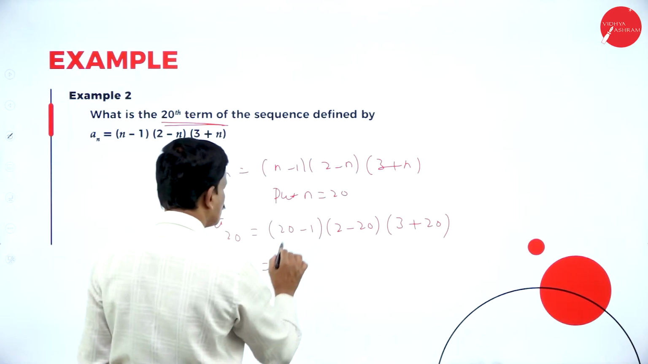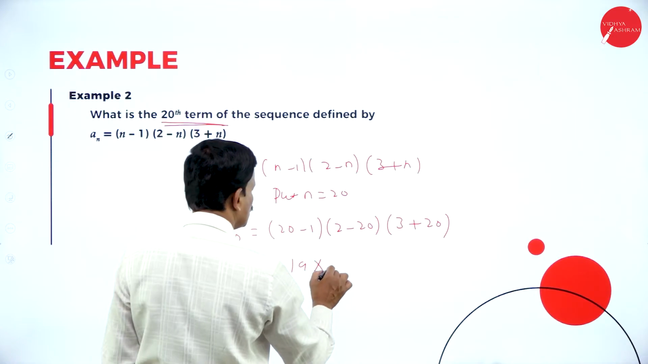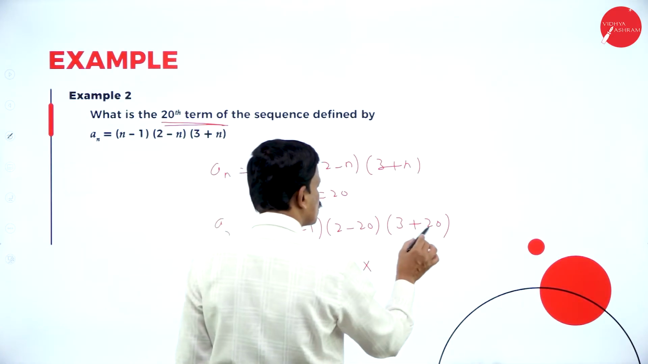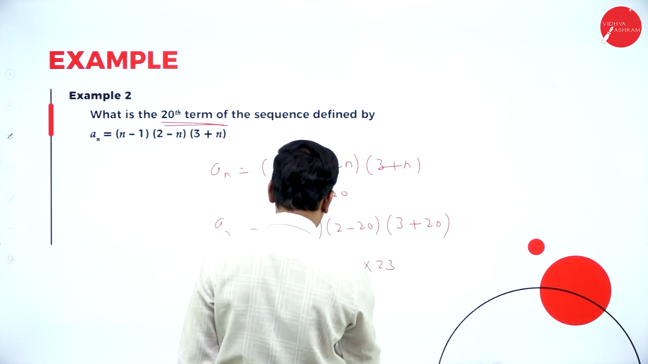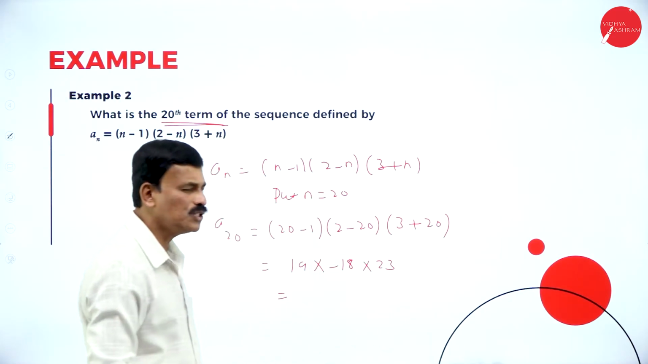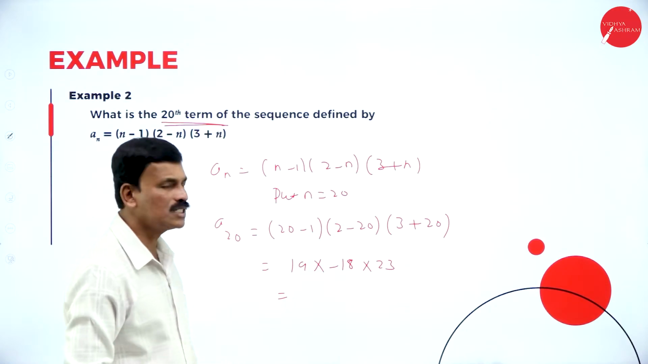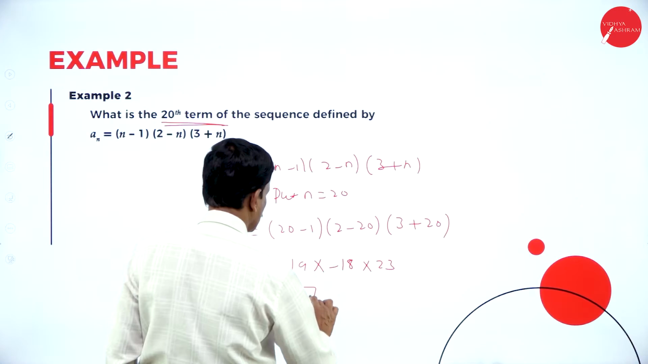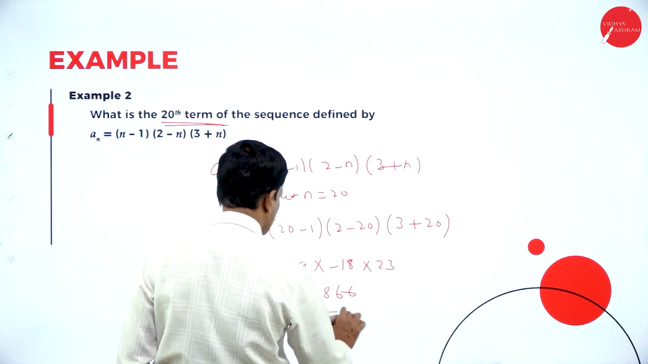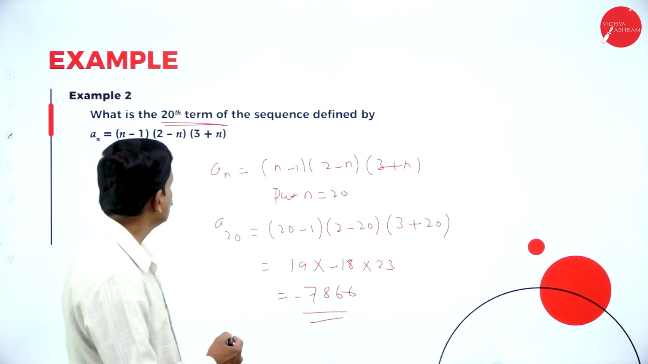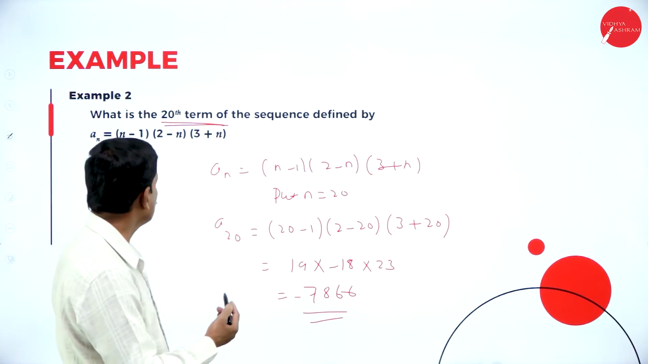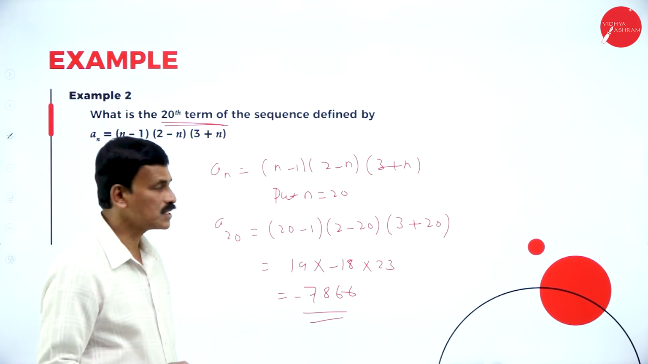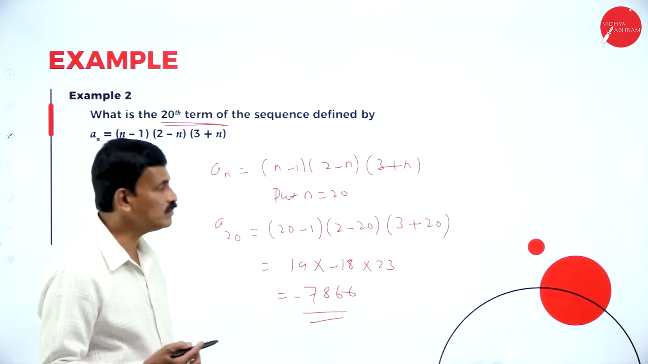Add this. So, 20 minus 1 is 19, 2 minus 20 is minus 18, into 3 plus 20 is equal to 23. Multiply this. 19 into 18 into 23. Just multiply, you will get the answer. That's it. So, if you multiply this, we will get 7866 with a negative sign. So, the 20th term of the sequence is minus 7866. Okay. That's it. Now, let us come to the next problem.